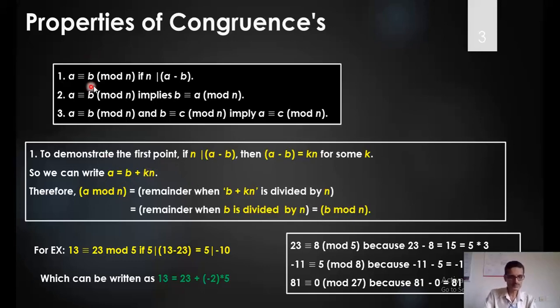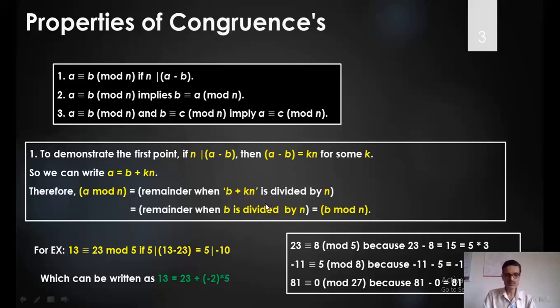Now I'll go to the other side, that is a mod n. What is a mod n? It is the remainder when b plus kn is divided by n. Why b plus kn? Because this operation gives a remainder when a is divided by n. Correct? What is a? a is nothing but b plus kn. So the same thing I have substituted over here, b plus kn divided by n.